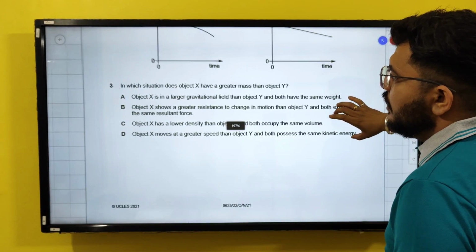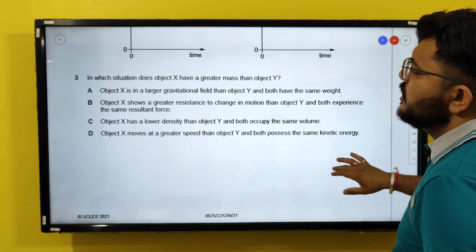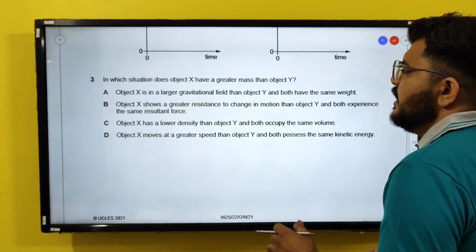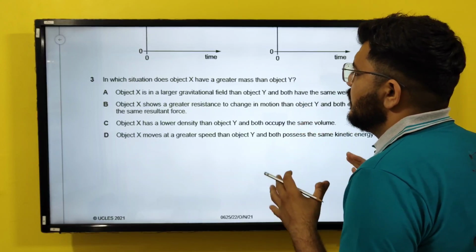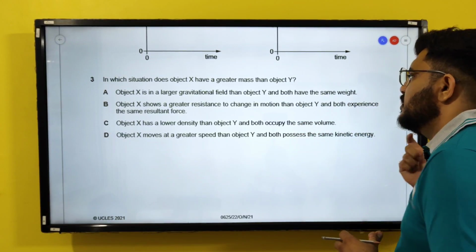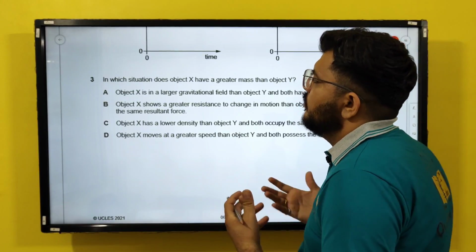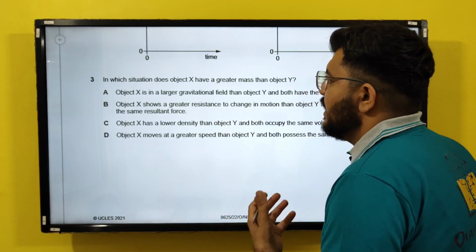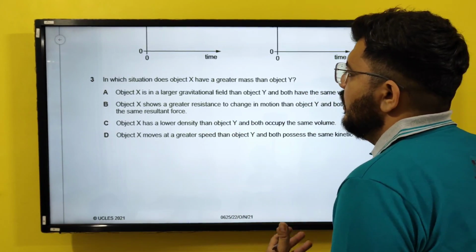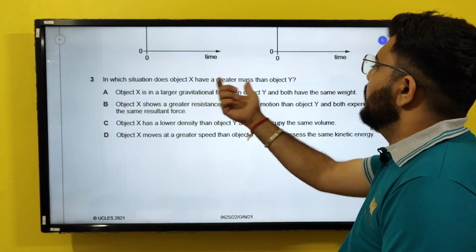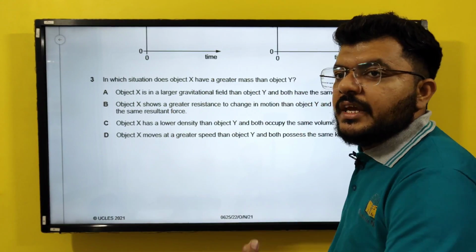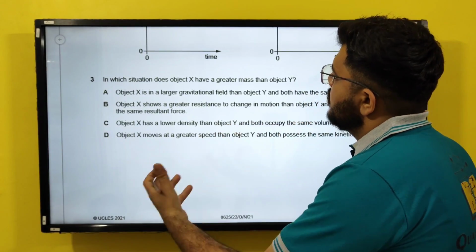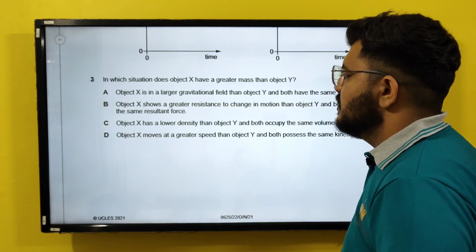Next, in which situation does object X have a greater mass than object Y? Option A, object X is in a larger gravitational field than object Y and both have the same weight. No, that will not mean that object X has more mass. It will actually mean object X has less mass. X is in a larger gravitational field and still the weight is the same for both of them, which means X has to be influenced more by the gravitational field to be equal. So this option says X has less mass than Y.